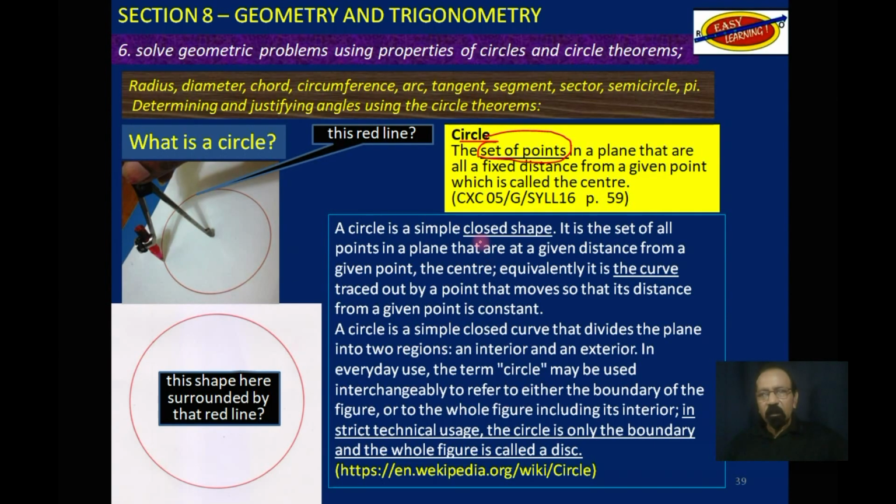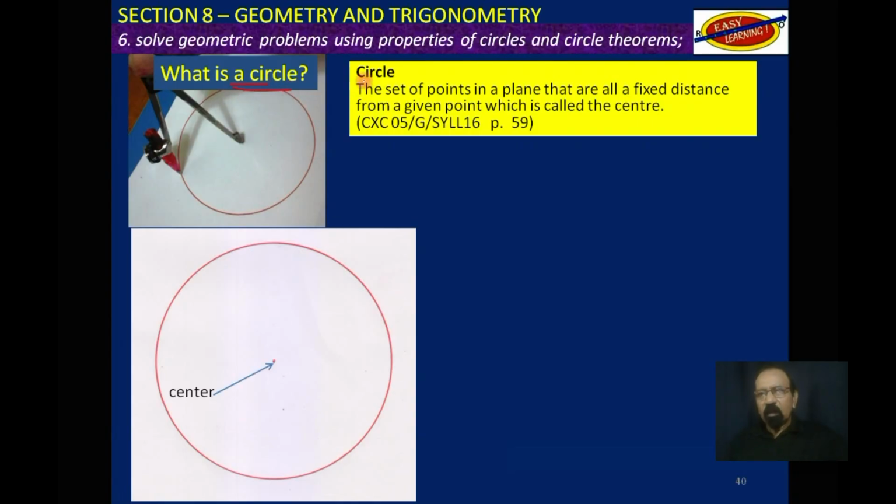Now Wikipedia summarizes it this way. It is a closed shape, so that is the space in between, and then it says it is a curve. Now in strict technical usage, the circle is only the boundary, that is to say, it is only the red line, as your syllabus here says. And the whole figure is called the disk. So what is a circle? According to your syllabus here, it is that red line, this red line.